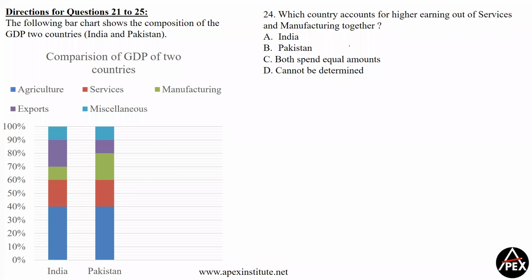Okay, this is one good question. So which country accounts for higher earning out of services and manufacturing together? So if the GDP of India is, let us say, 100x and Pakistan say 100y. Okay, so earnings out of services and manufacturing. So out of services and manufacturing, for India it is 20x and 10x, whereas for Pakistan it will be 20y and 20y. So you have 40y here. So which is maximum, 30x or 40y? Which is maximum?